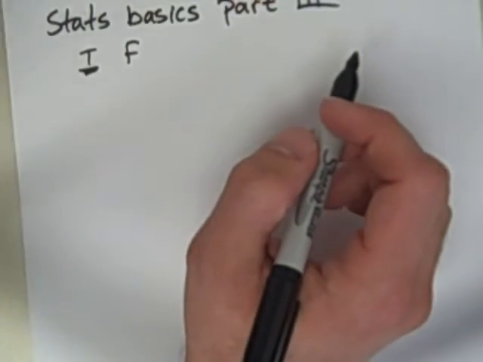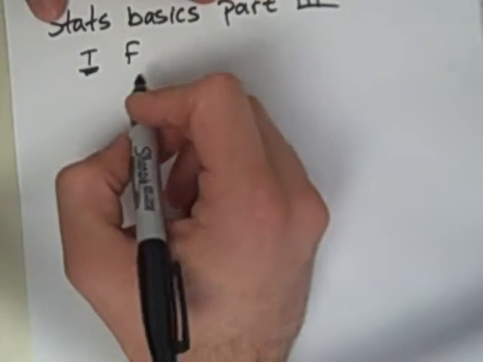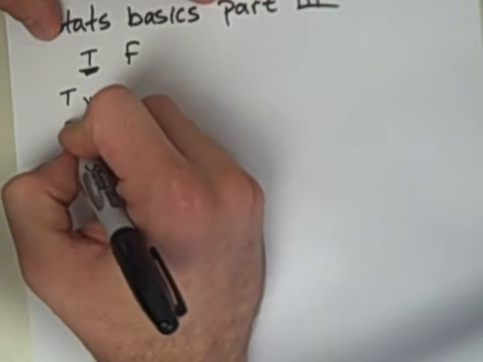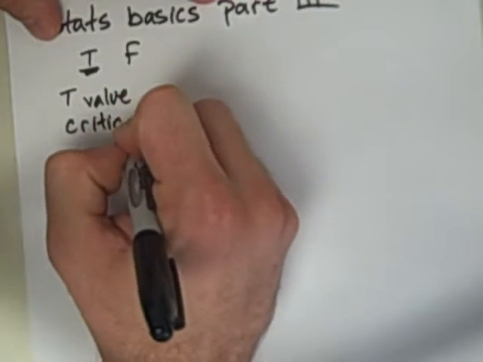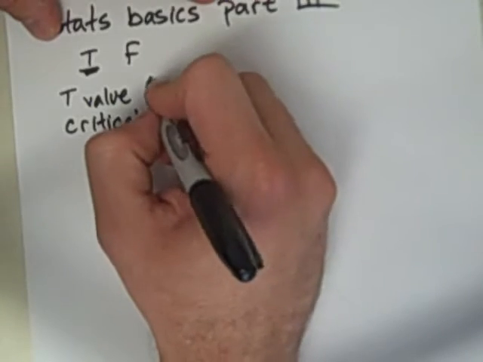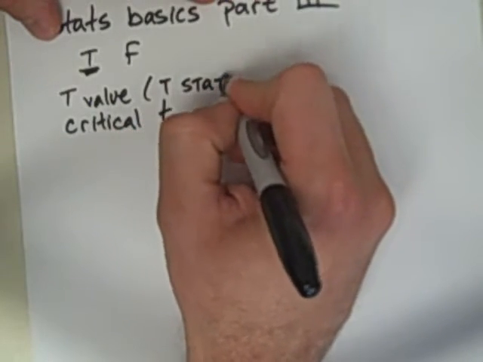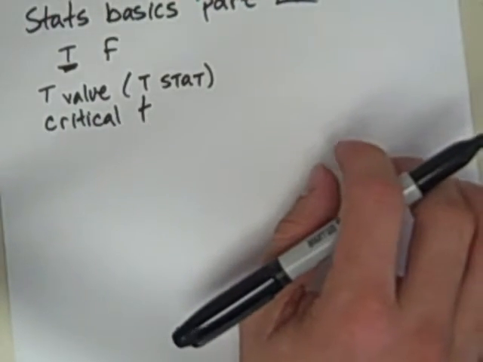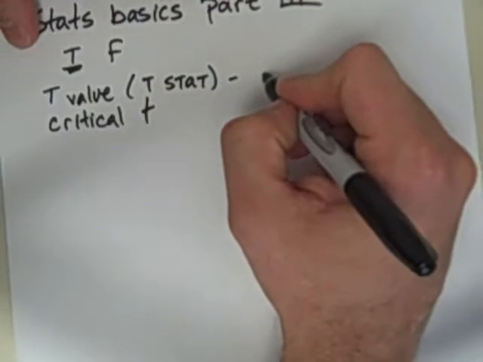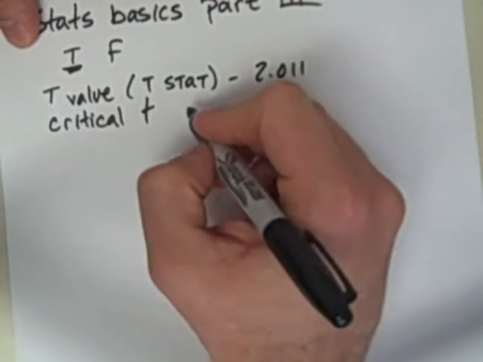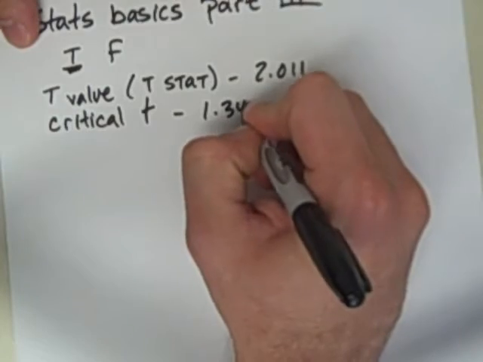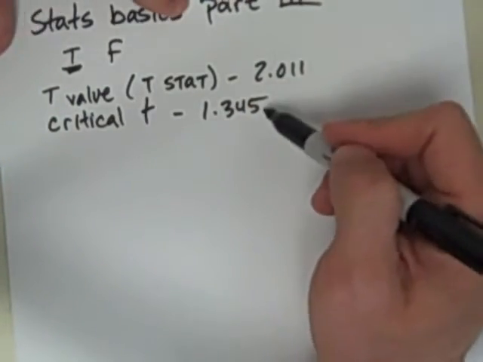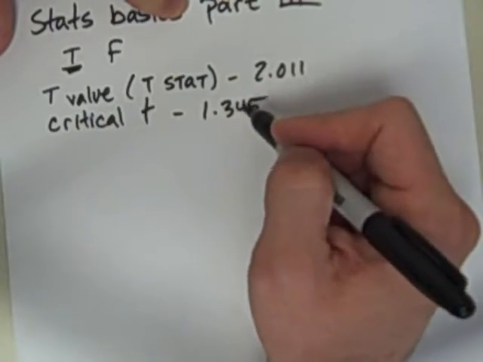So when I run this test in Excel, which you're going to learn how to do in this course, you're going to end up with a t-value, and you're going to end up with a critical t. And sometimes your t-value is referred to as the t-stat in Excel. So this is the key to all of this. So my t-value might be like 2.011, and my critical t might be 1.345.